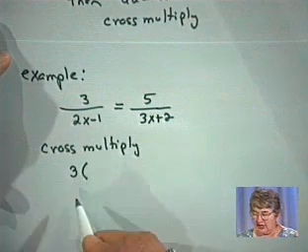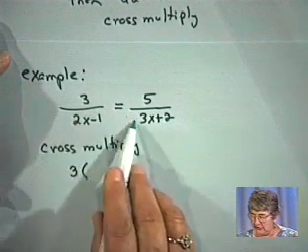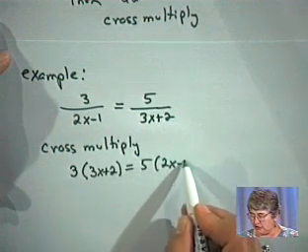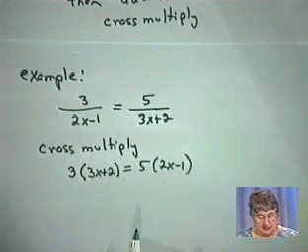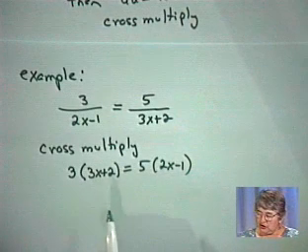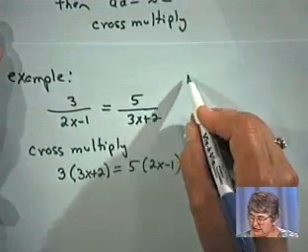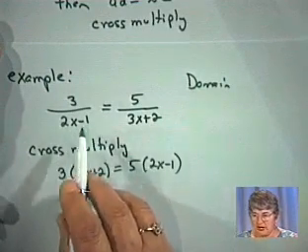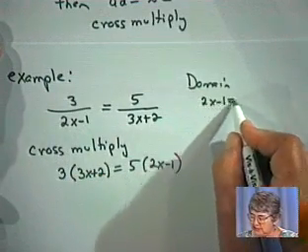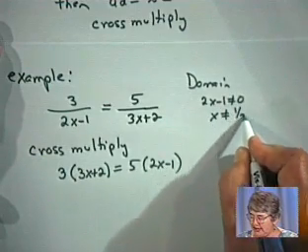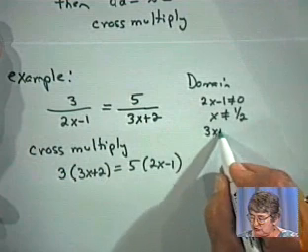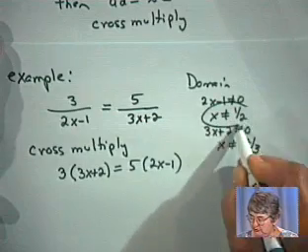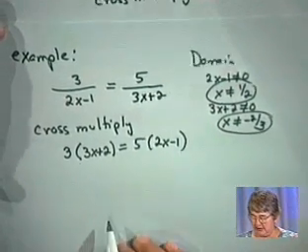It's simplified, if you can remember to distinguish them. So we'll multiply 3 times 3x plus 2, and this will be equal to 5 times 2x minus 1. However, these are still rational expressions, and so we have to be careful about the domain. 2x minus 1 cannot be equal to 0, and so that tells me that x cannot be equal to 1/2. 3x plus 2 cannot be equal to 0, and that tells me that x cannot be equal to a negative. We need to look at both of these values when we have the answer to the problem.